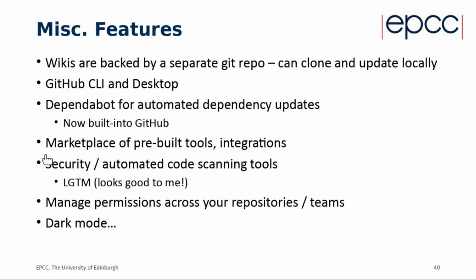So some other bits, there's a marketplace of apps and integrations, and you can hook up your GitHub repo to ping your Slack workspace when a pull request is opened, that sort of thing. You can pretty much do what you want because there's a public API you can use for GitHub. So you can pretty much do whatever you want.